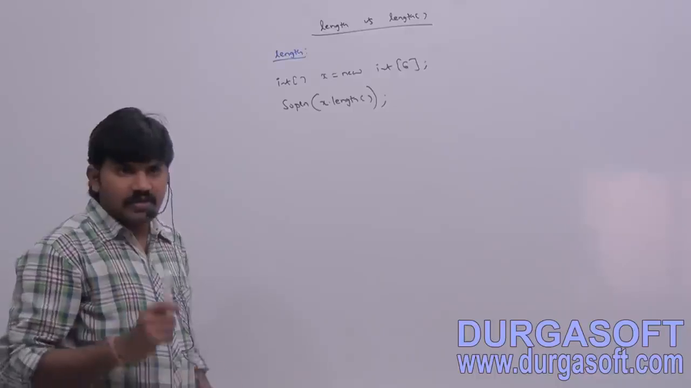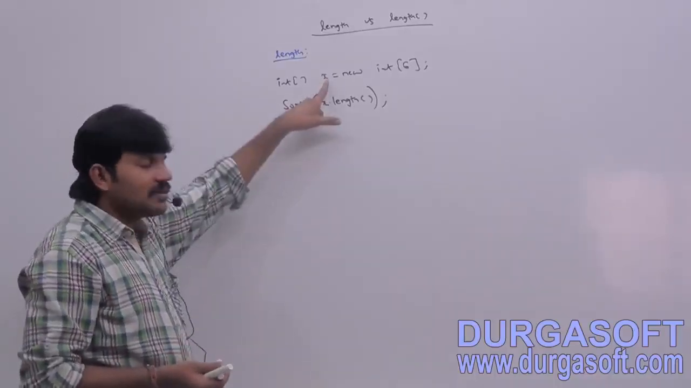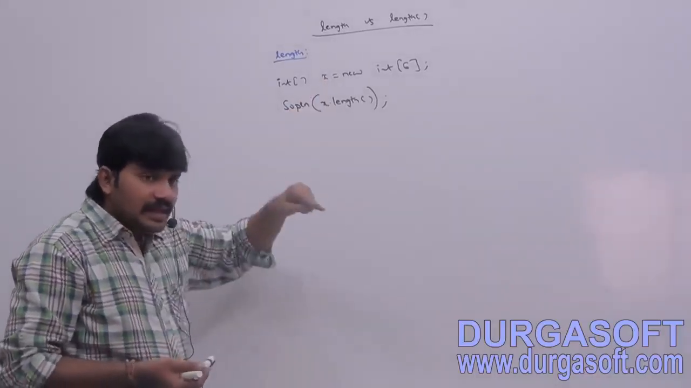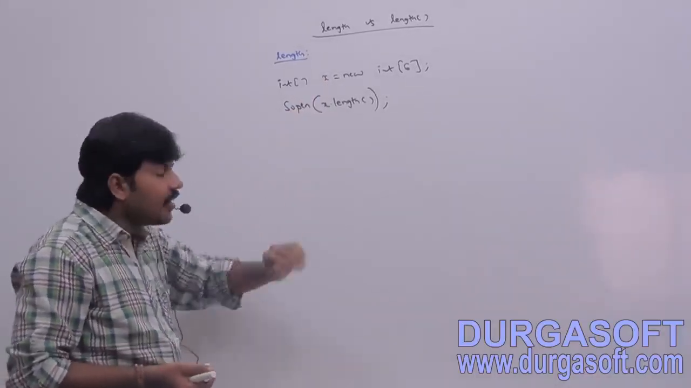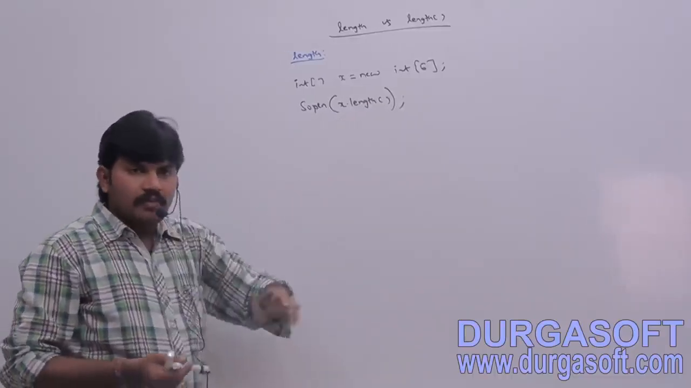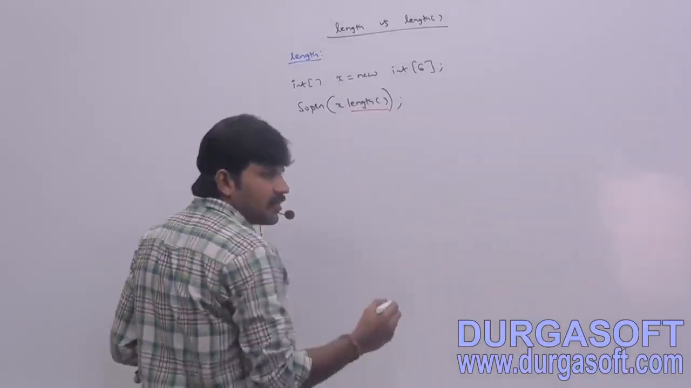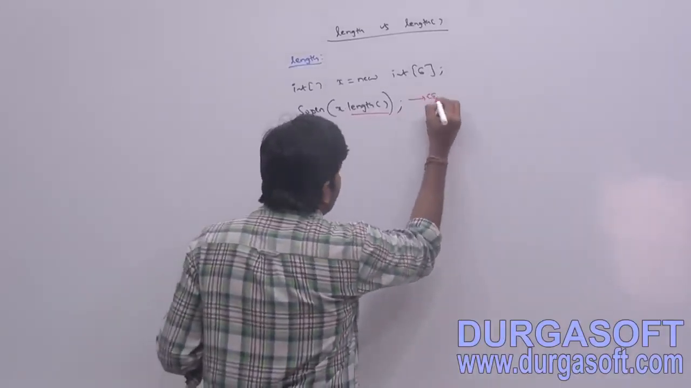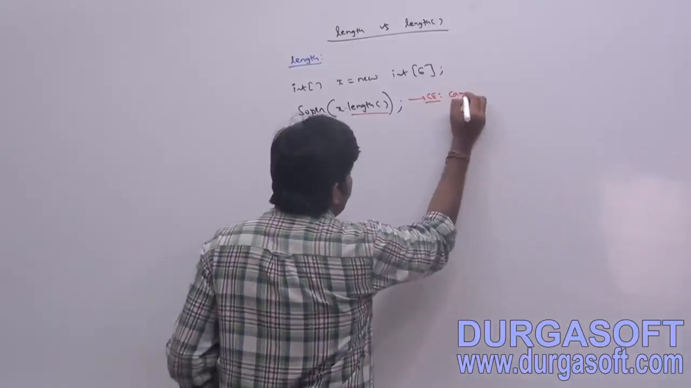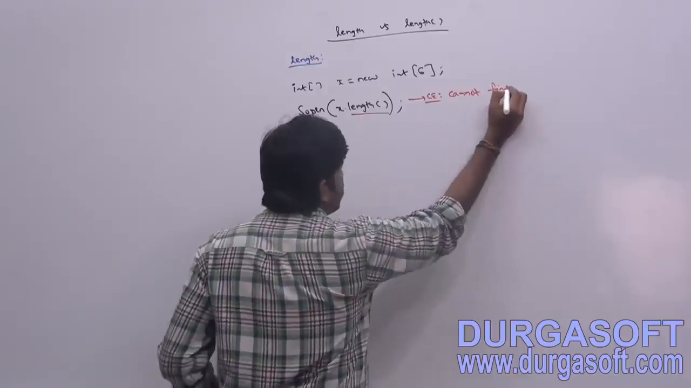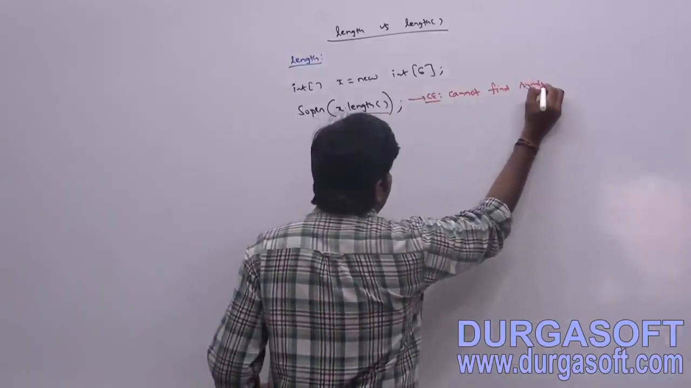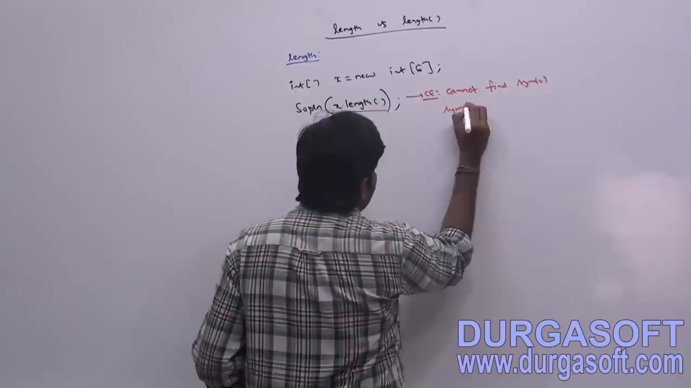Compile time error by default we are going to get, because what is x? x is an array. For an array, length is a variable, not a length method. Here, have you observed? I used the length method. Now we are going to get a compile time error saying cannot find symbol.